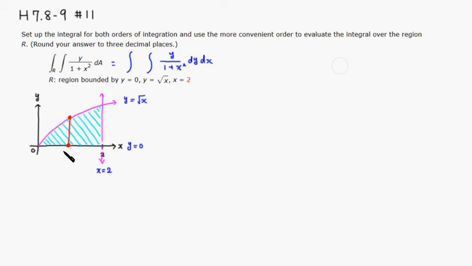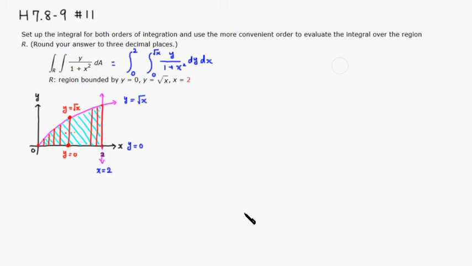You can see that y is going to start from 0, then end on the curve y equals square root of x. So y is going to go from 0 to square root of x. Then we do a bunch of vertical line segments, and keep on doing that all the way up to here so that we cover the entire region. So x is going to go from 0 to 2. So this is one of the integrals.